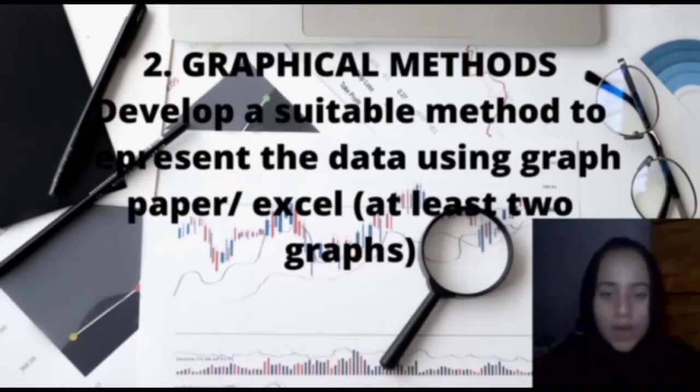So, today I would like to present question number 2 part A. The question is: graphical method, develop a suitable method to represent the data using graph paper or Excel, at least 2 graphs. And I choose a histogram and a frequency polygon.